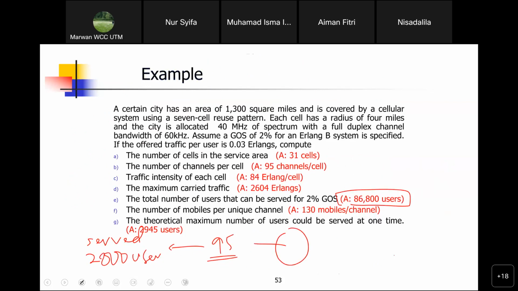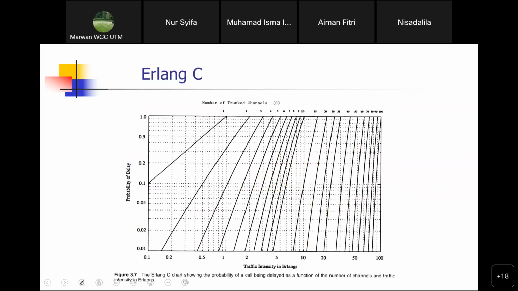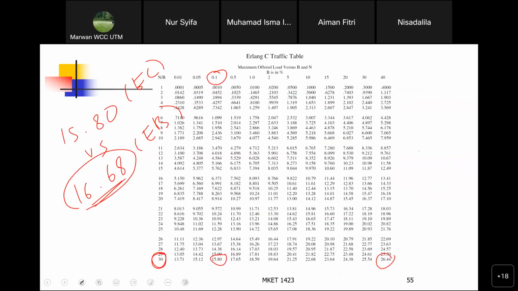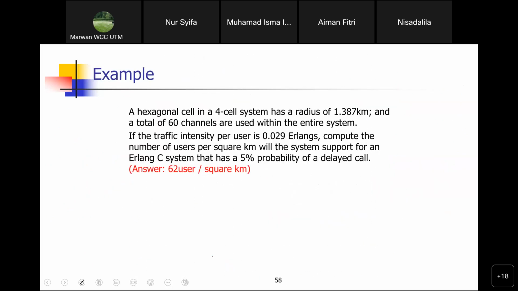Okay, so it's just a matter of the number being different. This question, I can say here 2%. Instead of Erlang B, I can put Erlang C. So if you want, you can do it with Erlang C, you get a different number. So the same question is to assume 2% for an Erlang C system. What does it mean? It means that instead of looking at the Erlang B table, you need to refer to the Erlang C table. Everything is the same except the traffic intensity is going to be reduced a bit. That's all.